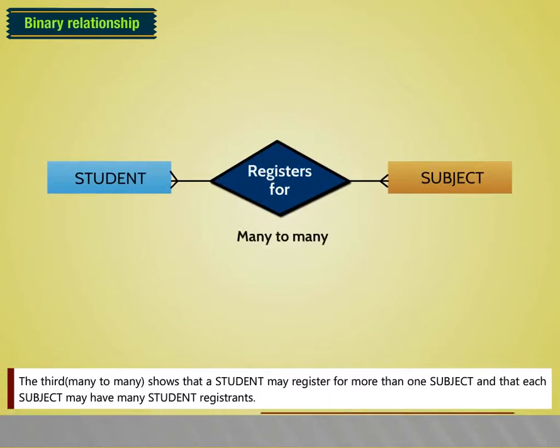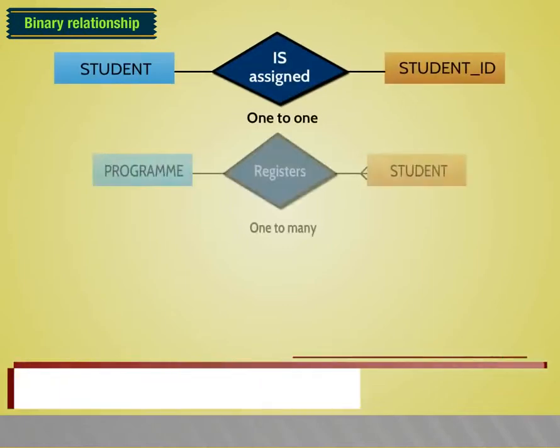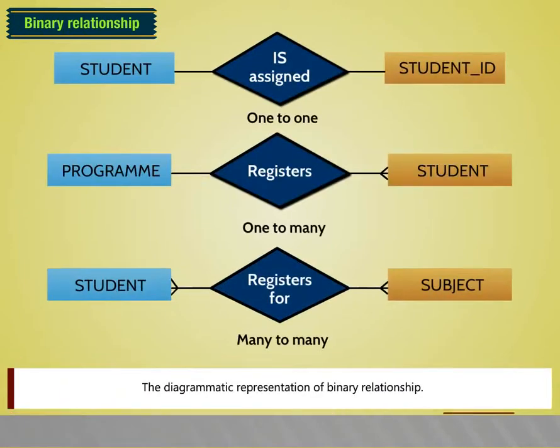The third, many-to-many, shows that a student may register for more than one subject and that subject may have many student registrants. The diagrammatic representation of binary relationship.